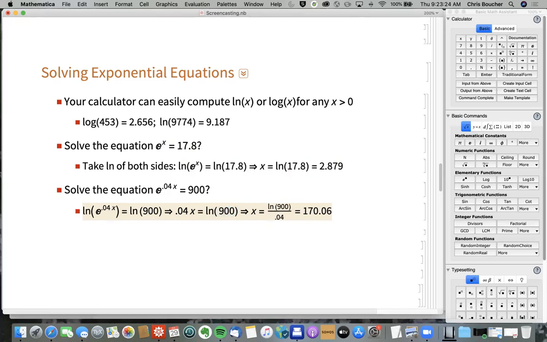In general, when you're solving equations and there's going to be calculator work, best practice is to leave it all for the end and do the whole computation all in one go, rather than doing the ln of 900 halfway through. Save it for the end and dump the whole thing into a calculator to minimize round off error. And my calculator tells me this comes out to be 170.06.